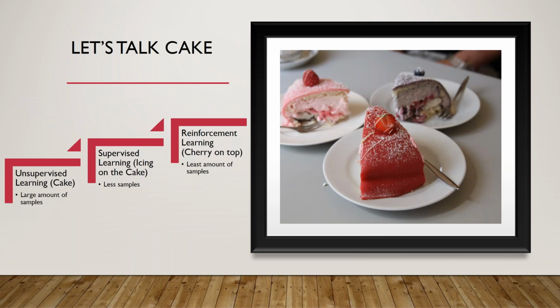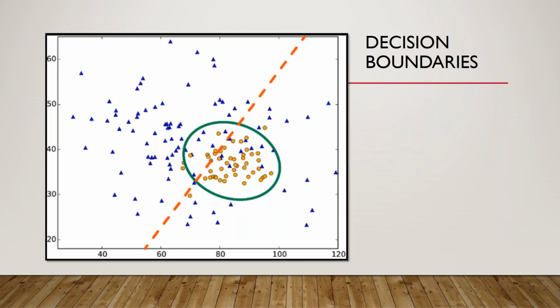So let's talk cake. Unsupervised learning is kind of the cake: you need a large amount of samples. Supervised learning needs fewer samples. The real cherry on top is learning with the least amount of samples. Think about teaching a kid the difference between cats and dogs. It's not that hard to do. Actually, a lot goes on behind the scenes, but basically after 3 or 4 exposures, a kid could figure out what's a cat and what's a dog.